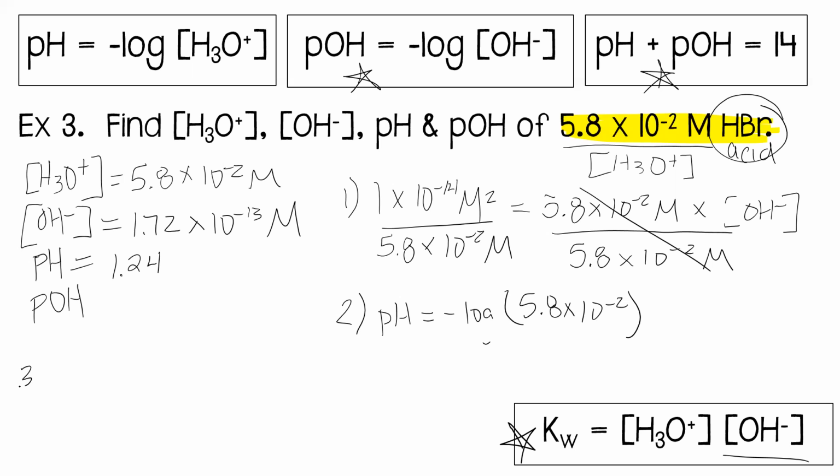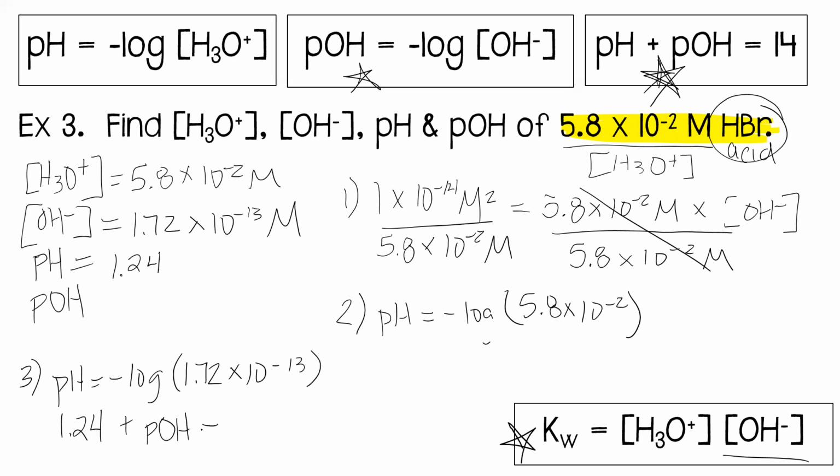So the last thing is solving for the pOH. So if you want practice in the long way, pOH equals the negative log of the hydroxide ion concentration. Or you could use this equation where pH plus pOH equal 14. So we said the pH was 1.24. I don't know my pOH, but I do know they both have to equal together 14.